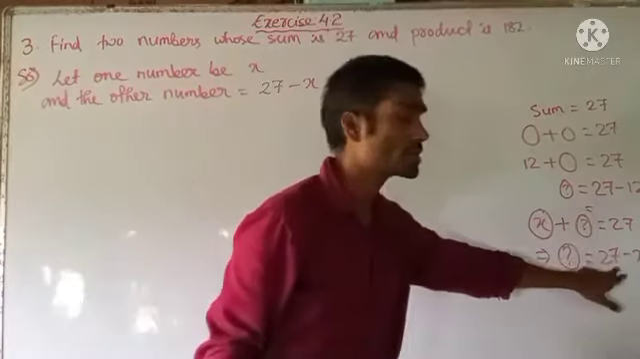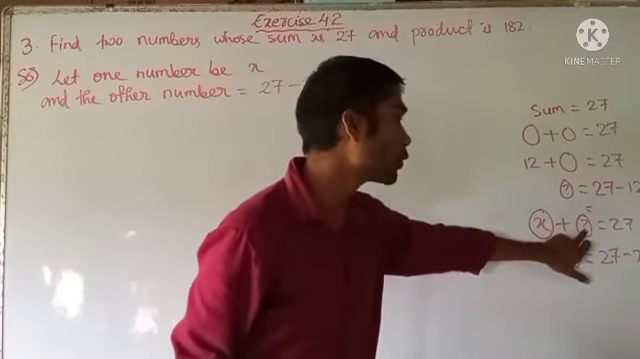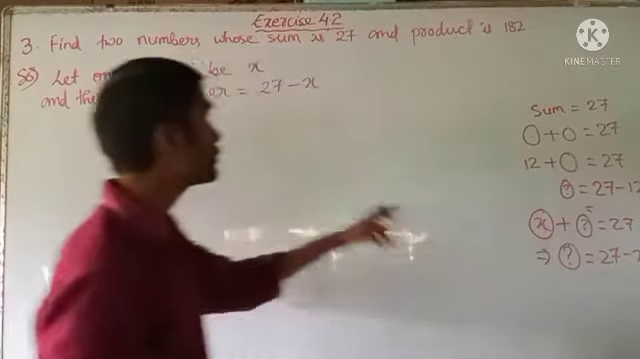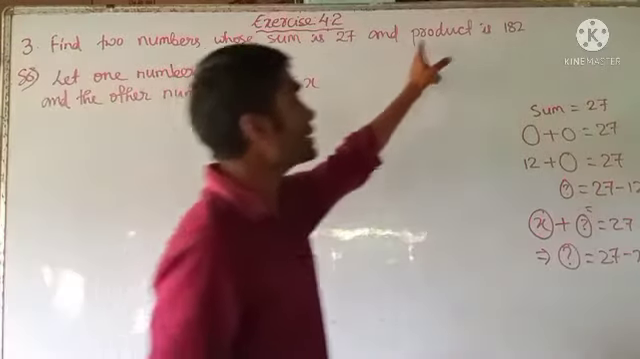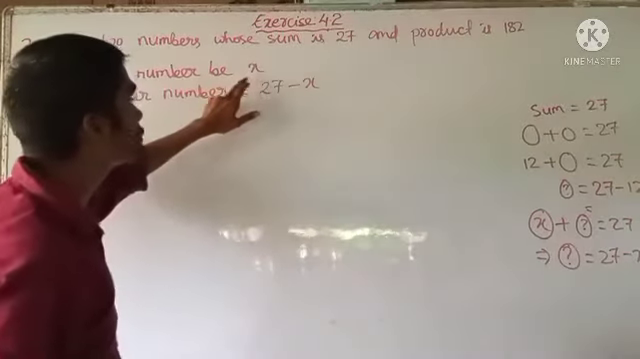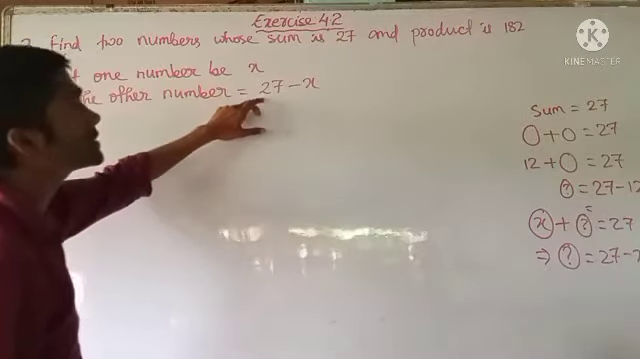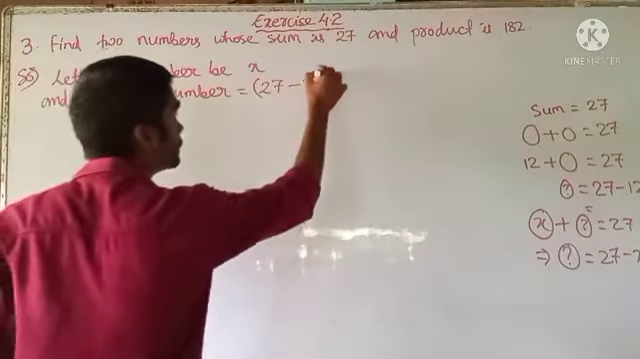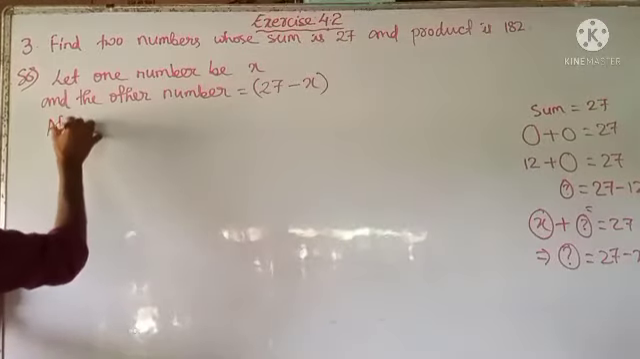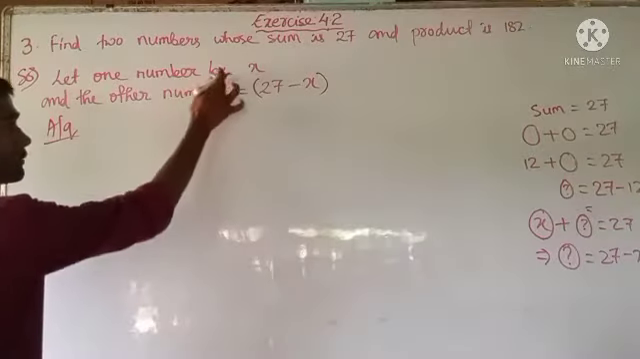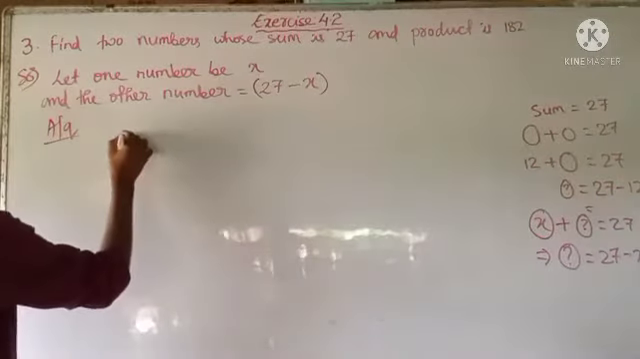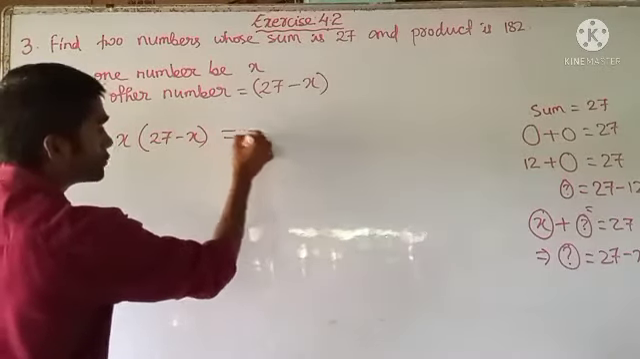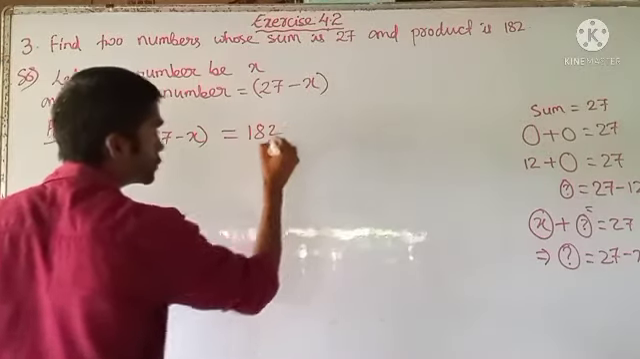Just now I have explained how it is. That is x; if the other number we don't know, then we can obtain it by subtracting 27 and x. So we have done the same thing. Now the product is 182. If we multiply these two numbers, then their product is 182. This is the given condition again. According to the question, the product of these two numbers is given as 182. That means x, if we are multiplying with 27 minus x, then we are going to get 182.